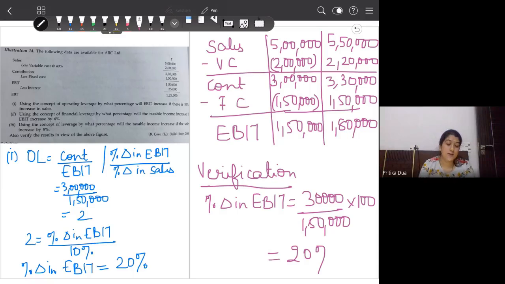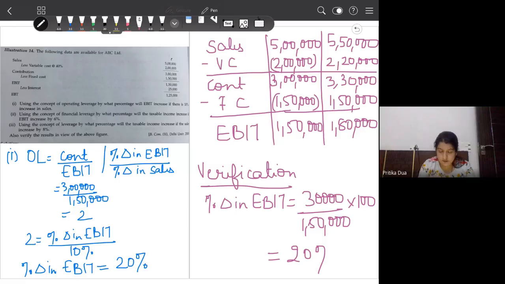So you can see that the percentage increase in EBIT as a result of 10% increase in sales is coming to 20% when you put in the values in the income statement too. So this is how you verify the results. Now use the concept of financial leverage in the second part. Move from EBIT to EBT and then verify the result.